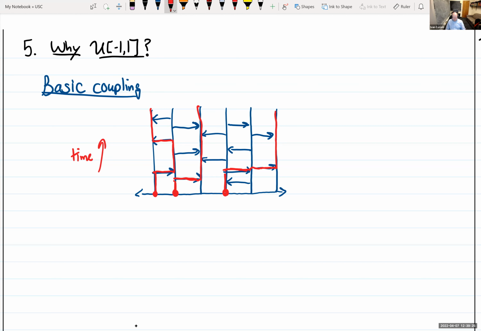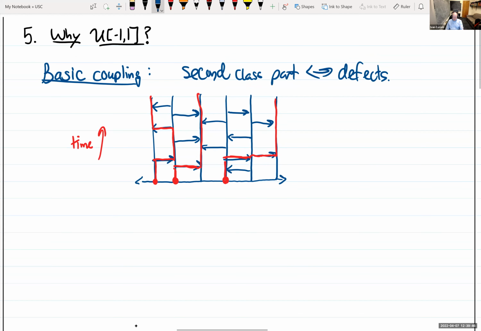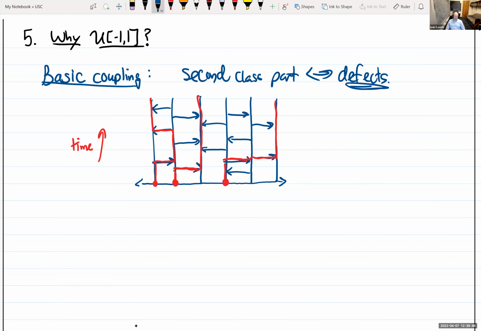So the basic coupling actually allows you to put all of the evolutions on a common probability space. And under the basic coupling, the second-class particles become defects in the following way. So let me explain why this is. And this is true because of the following property. This is what's called attractivity of the basic coupling. So the basic coupling is attractive in the following sense.